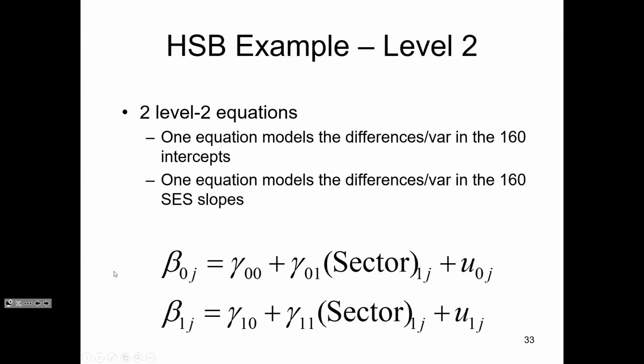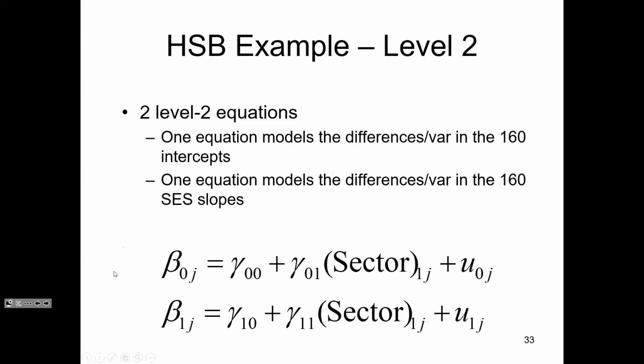And let's imagine now that we've grand mean centered SES, right? So now I could add a level 2 predictor, but what's interesting here is I can add sector, public private, as a level 2 predictor, both of the intercept and of the slopes. Now, I don't have to put the same predictor. I could have a predictor that I think only is going to predict differences in the randomly varying intercepts, or a predictor that I think is only going to predict variability in the slopes, or I can have a predictor that does both.